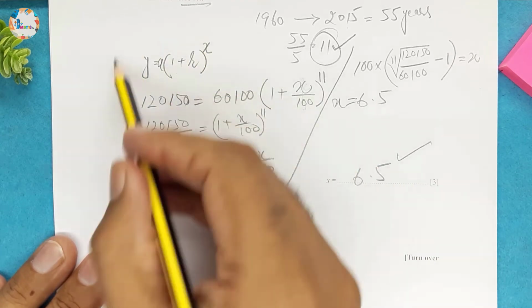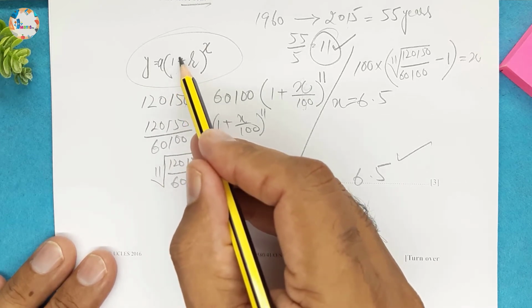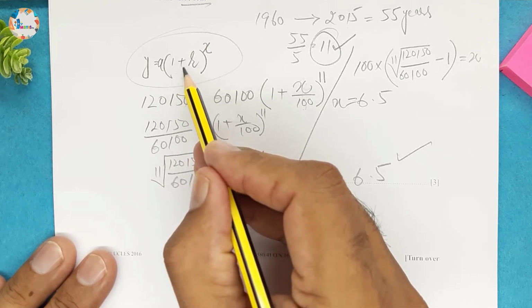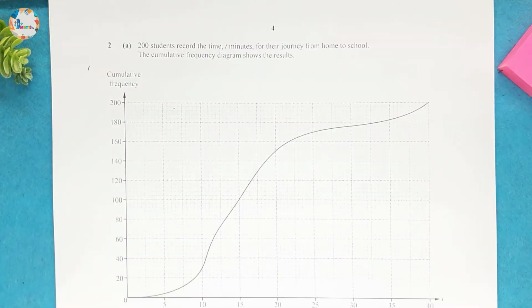So this is basically the formula which we are using. In case of exponential increase, this will be plus. In case of exponential decrease, this will be taken as minus. Hopefully you understood this. Question number 2a part.